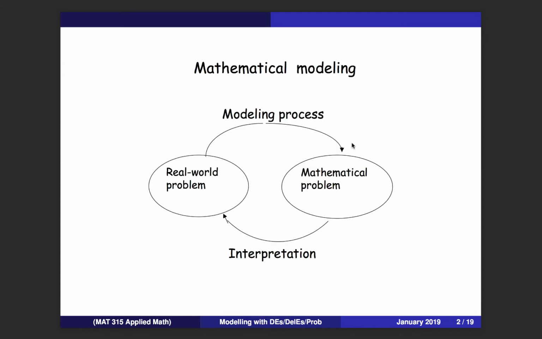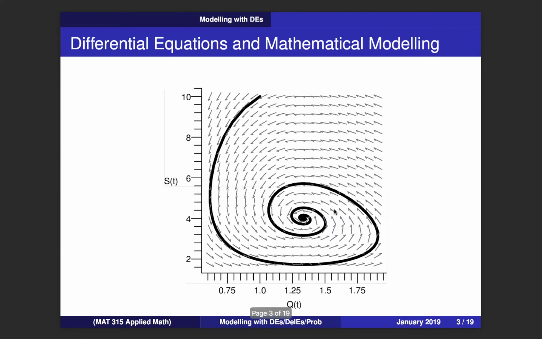The process of mathematical modeling can be thought of as an iterative process where you cast your problem in mathematical form, then you deal with it on the mathematical side, and then you try to interpret it and see: does it really make sense in the real world? Then you refine your model, and you do that over and over again.